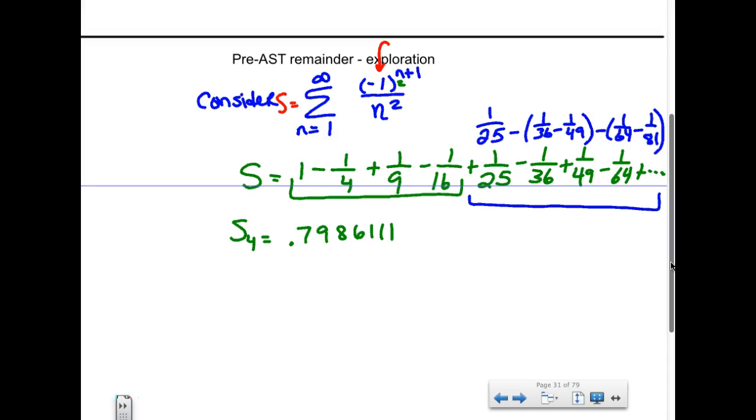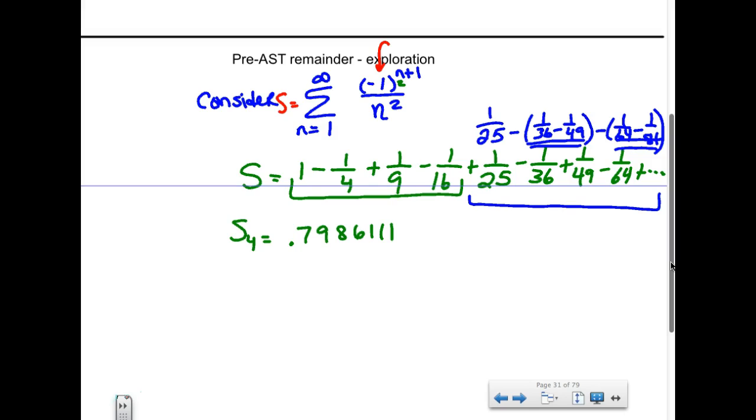Right here, that underlined chunk, is it positive or negative? Positive. So I'm subtracting a positive amount and more positive amount, right? And I could keep on going to infinity and I'd be subtracting more and more and more. So what that does is it gives me a bound for the rest of that, because I know it has to be under what? 1/25th. Excellent. And that's what the alternating series remainder says.